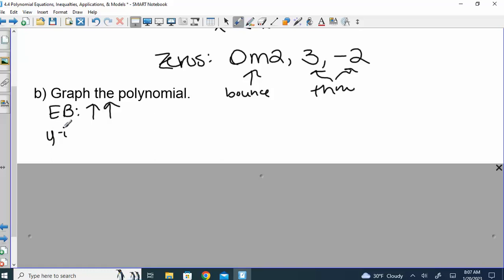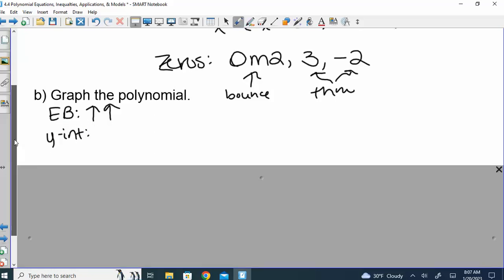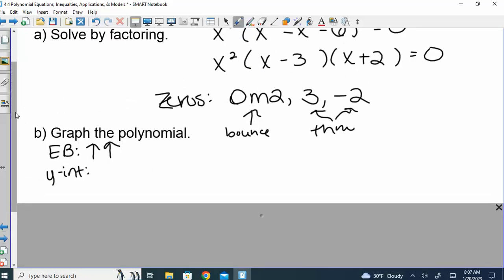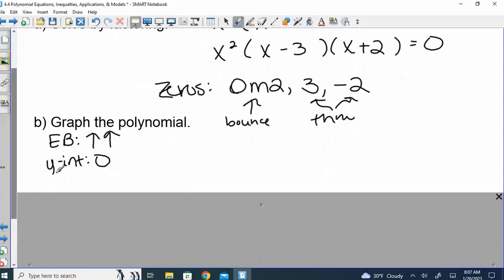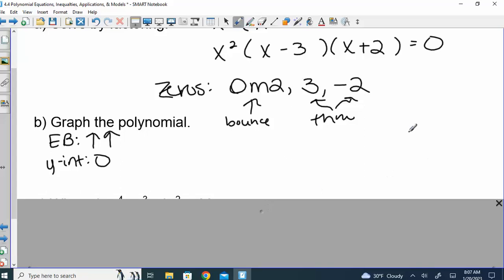Y-intercept. That's plugging in 0 for all of our x's. You can do it in the factored form or in the original; you'll get the same thing. What do we get? 0. So if we graph this, we hit the x-axis at our zeros, which are 0, -2, and 3. You guys did a pretty good job on your quiz of drawing the graphs, making them curved, making sure it was still a function, so I was happy with that.